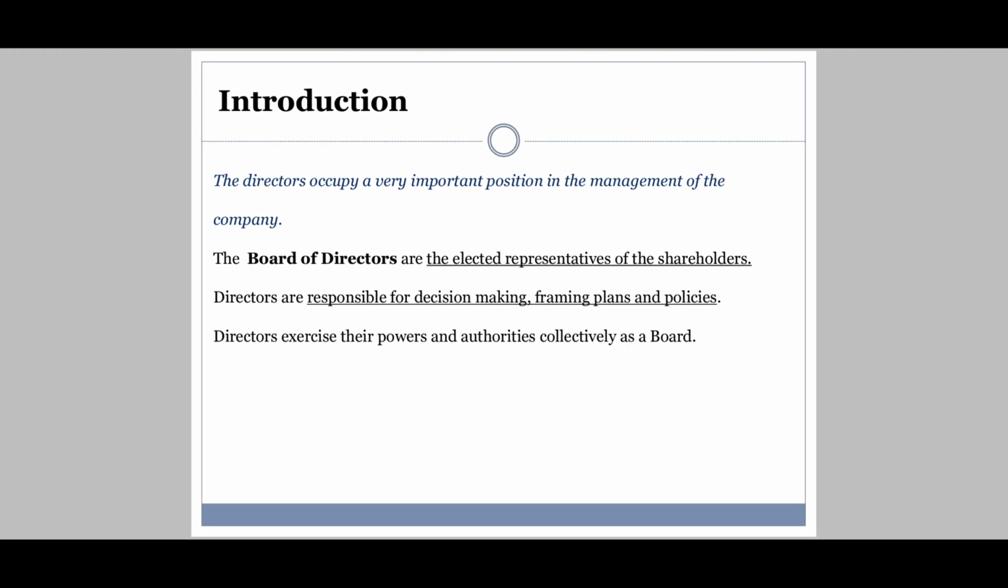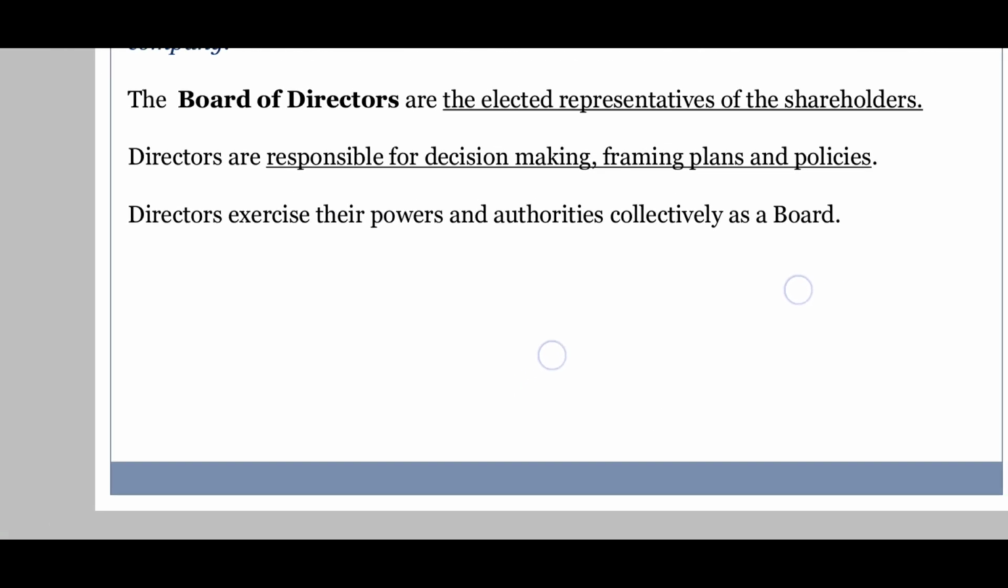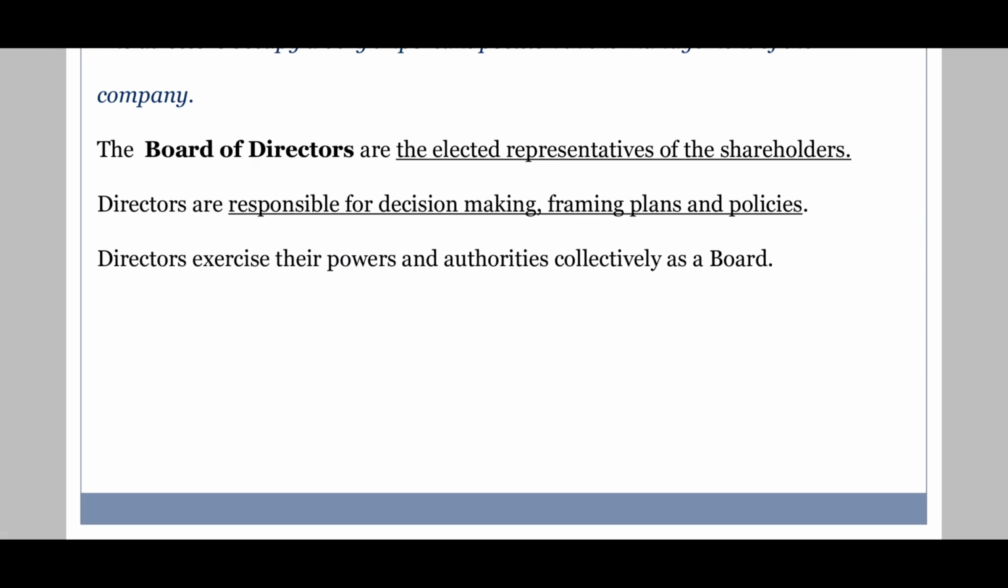See here, the directors occupy a very important position in the management of the company. We already know, right? The board of directors are the elected representatives of shareholders to manage the company's day-to-day affairs, make all the plans and policies, and take all the decisions. The responsibility is on the shoulders of the board of directors. So yes, directors exercise their powers and authorities collectively as a board.